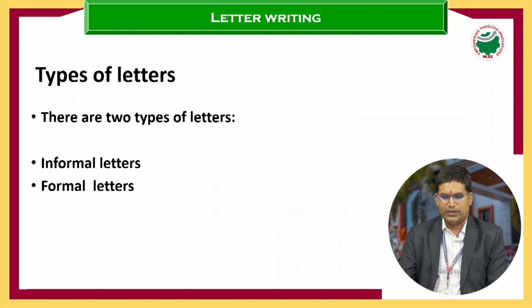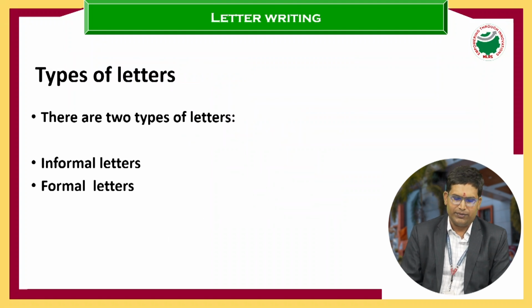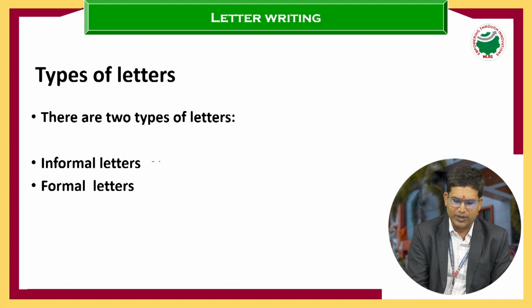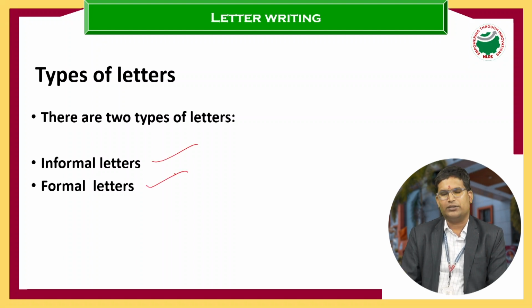Let's go to the next one. What are the types of letters we have in our day-to-day life? There are two types of letters: one is the informal letter, the other is the formal letter. Informal letters we use to write to personal friends and family members, whereas formal letters we write to official people. Next, let's move on to the informal letter.